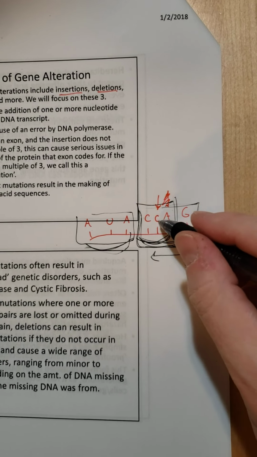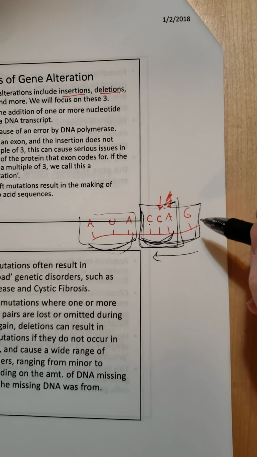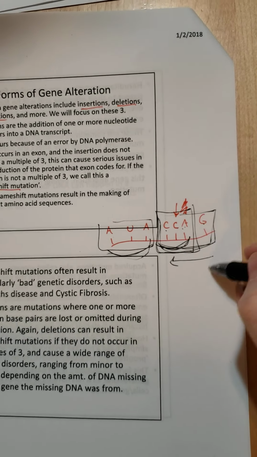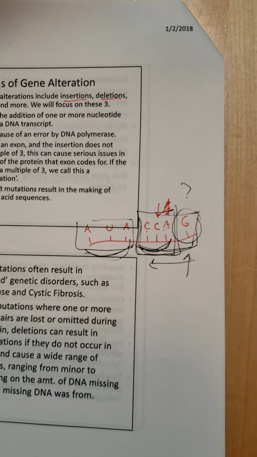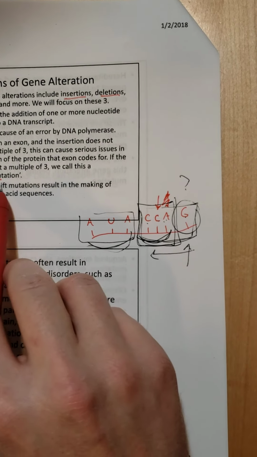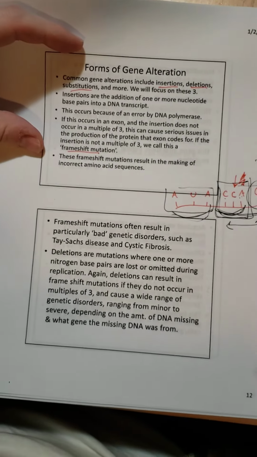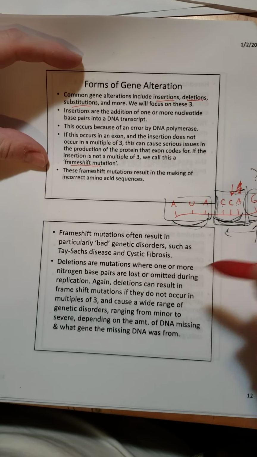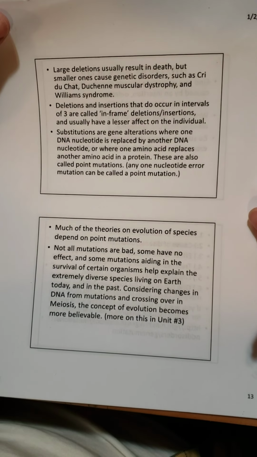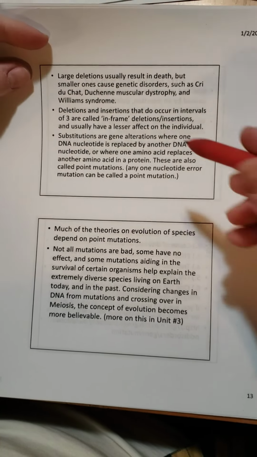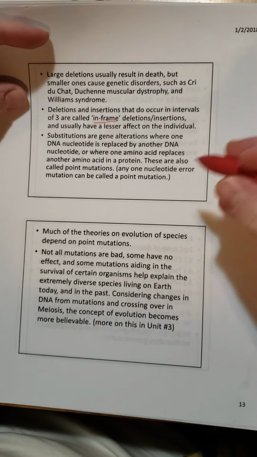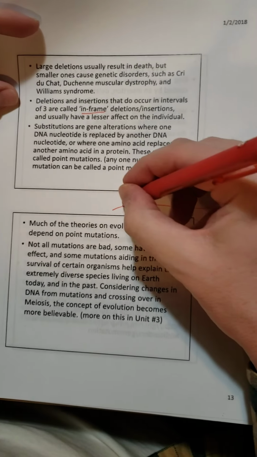And now ACC is probably going to code for a different amino acid than GAC did. And now we have this random, what does this mean? We have this extra nucleotide. So that's what a frame shift mutation is if it's not in multiples of 3. Deletions and insertions that do occur in intervals of 3 are called in-frame deletions or in-frame insertions.